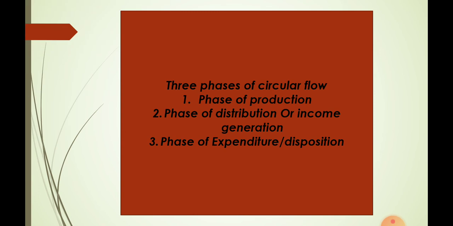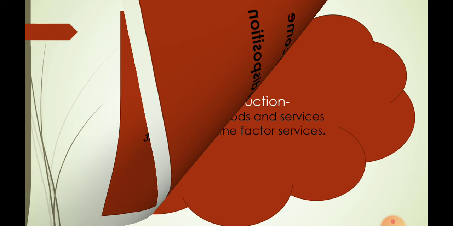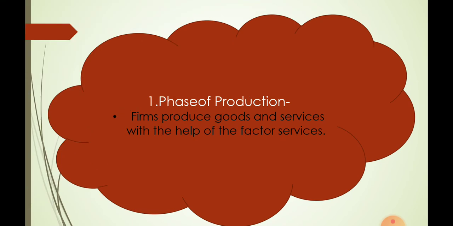Now, the next topic is three phases of circular flow. For understanding the circular flow of income, we need to know all four sectors of the economy, then three phases of the economy. Let me start. First is the phase of production. The phase of production is related to the production of goods and services by the producer with the help of factor services. And who is the owner of factor services? Household sector. Remember this. So the producer has to take help of the household sector for producing goods and services.